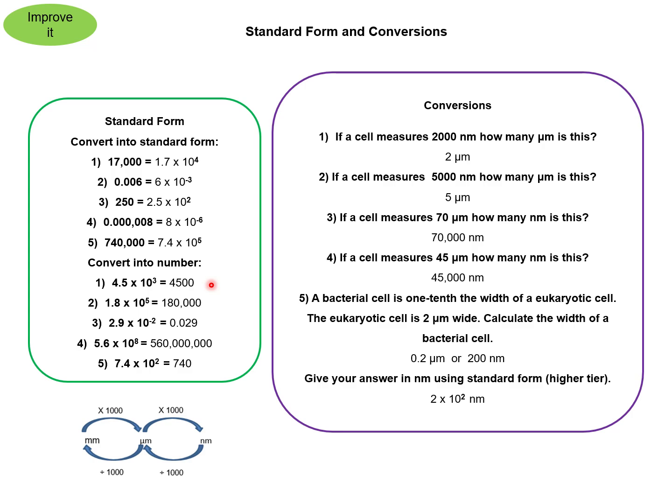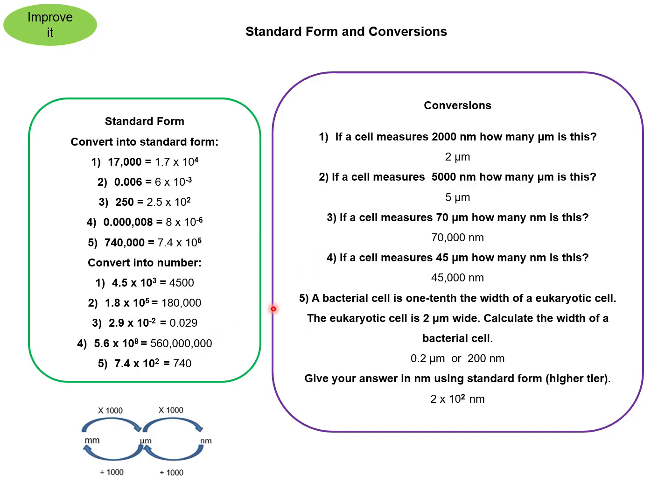Number 1, 4.5 times 10 to the 3 equals 4,500. Number 2, 1.8 times 10 to the power 5 equals 180,000. Number 3, 2.9 times 10 to the minus 2 equals 0.029. 5.6 times 10 to the power 8 equals 560 million. 7.4 times 10 to the power 2 equals 740.